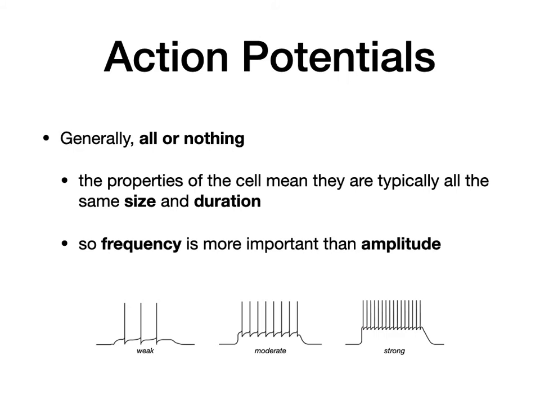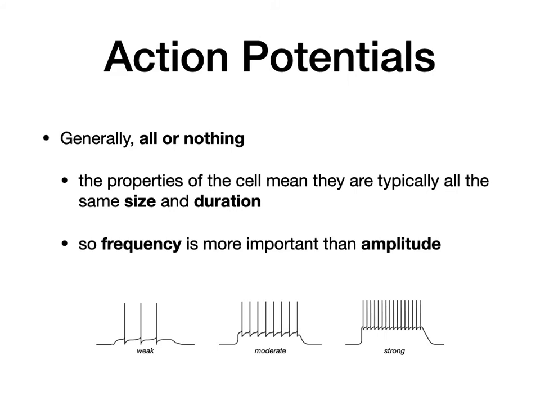The properties of the cell mean that they're going to be kind of the same every time, because the cell is going to be triggered the same way every time, right? So it doesn't really matter how strong it is, because all that matters is whether or not this thing is happening. So that's notable. It doesn't matter how strong one neuron's action potential is in terms of its amplitude, how negative it becomes, how charged it becomes. What matters is the frequency, how often it fires.